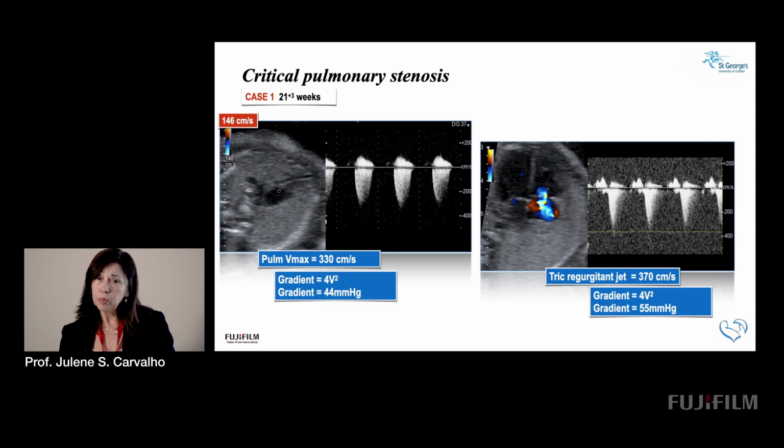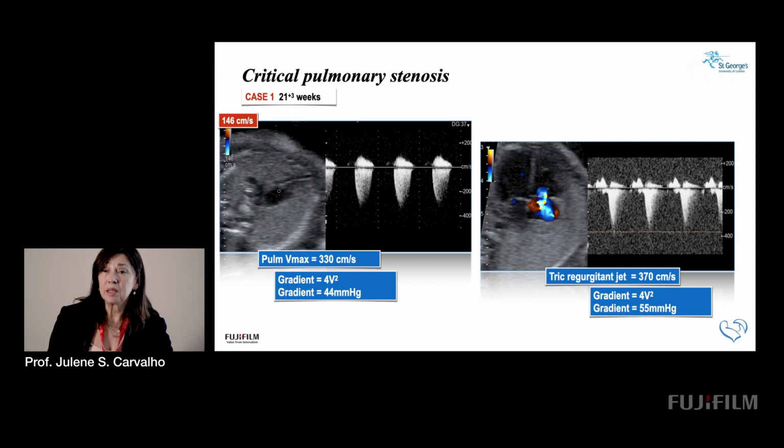So that's not available in all the obstetric systems. So if you use a pulse wave and the velocity is high, what you're going to do is lower the frequency of your transducer to be able to read the highest possible velocities. But because I had continuous wave, this is the velocity of 330 centimeters per second as opposed to a normal of around 60 or 70. So it's very high velocity.